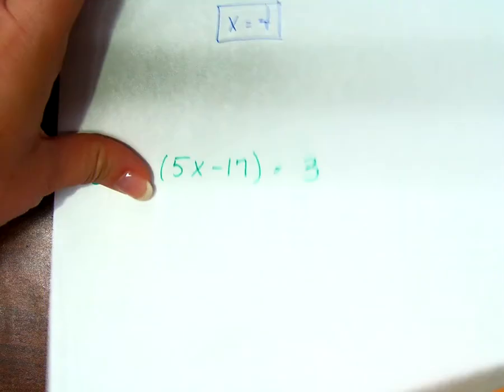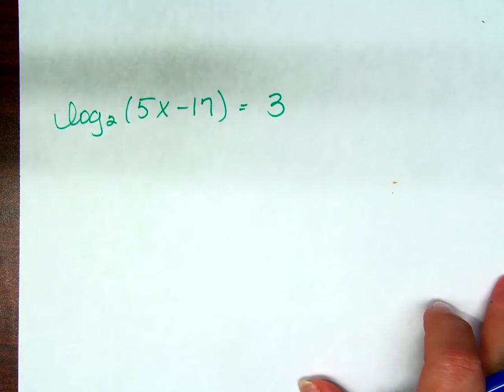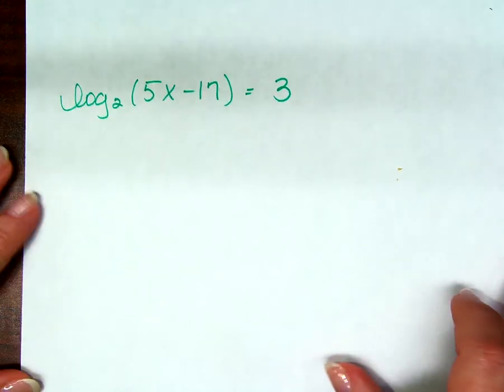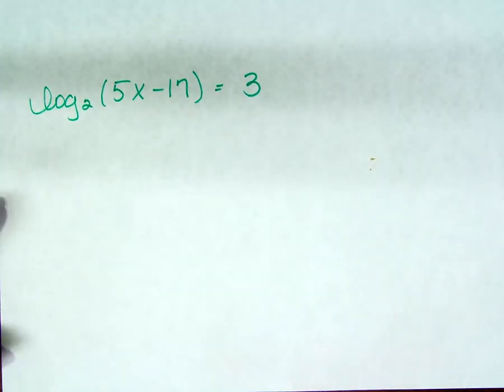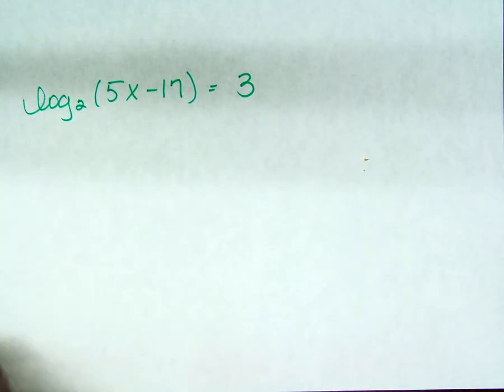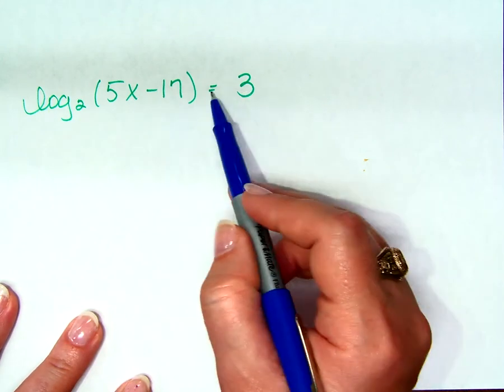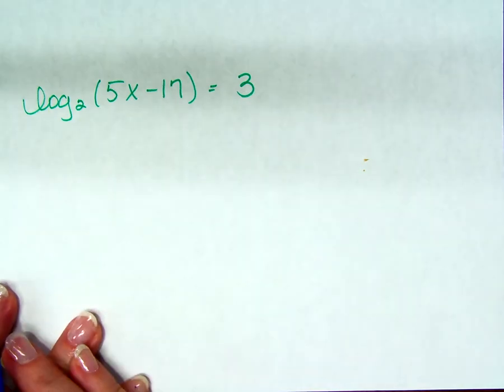Now, there's 2 ways to solve this problem. I'm going to show you both ways. I think one way is easier compared to the other, but again, I'm going to show you both ways so you've seen both and can make your own decision. Okay? The first way we can solve this is by noticing that this has log base 2 of 5x minus 17 equals 3. That's just basic logarithmic form.